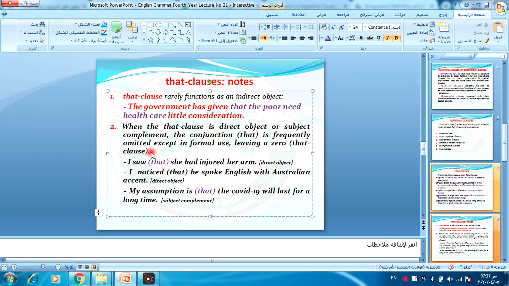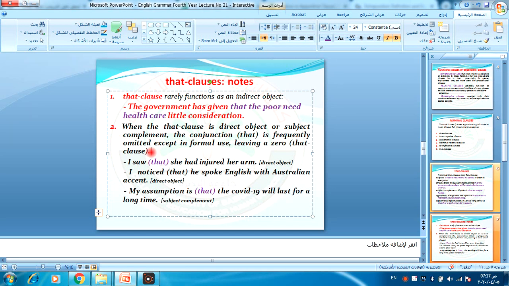Now, note number 2. When the that clause is direct object or subject complement, the conjunction that is frequently omitted except in formal use, leaving a zero that clause. So it means that sometimes the conjunction that can be deleted. So in what cases? When the that clause functions as a direct object or when it functions as a subject complement.